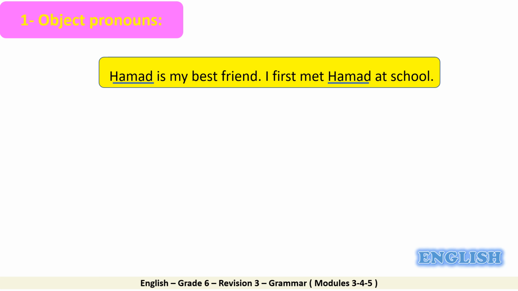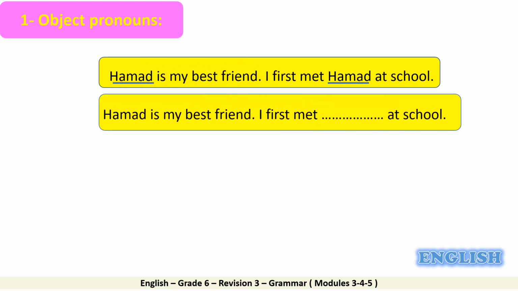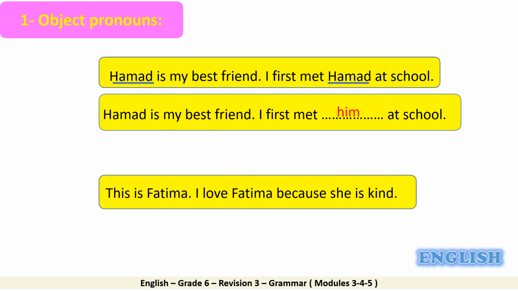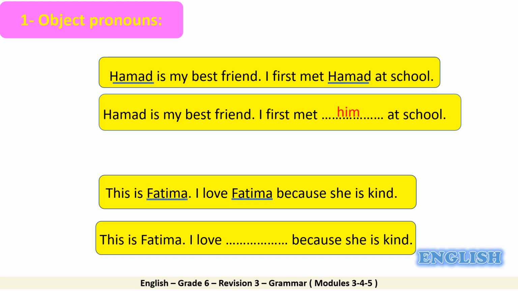Let's see. Hamad is my best friend. I first met blank at school. Very good. I first met him at school. Sentence number 2. This is Fatima. I love Fatima because she is kind. What do you notice in this sentence also? Very good. There is a repetition of Fatima in the first part as well as in the second part. So we could avoid this repetition by saying, this is Fatima. I love her because she is kind.